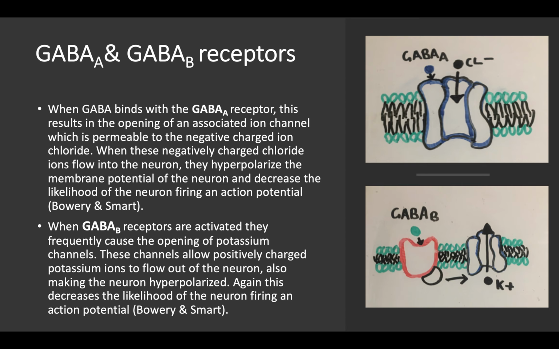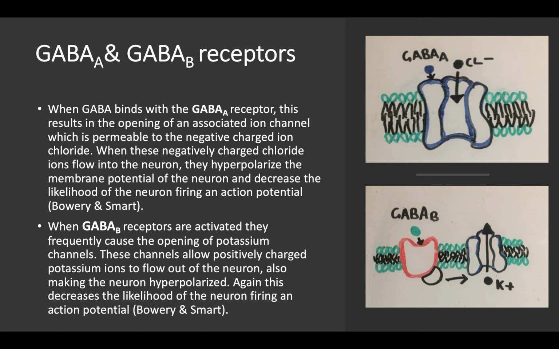When GABA binds to the GABAA receptor, as shown in the picture I have drawn on the top right, this results in the opening of an associated ion channel, which is permeable to the negative charged ion chloride. When these negatively charged ions flow into the neuron, they hyperpolarize the membrane potential of the neuron and decrease the likelihood of neuron firing an action potential.